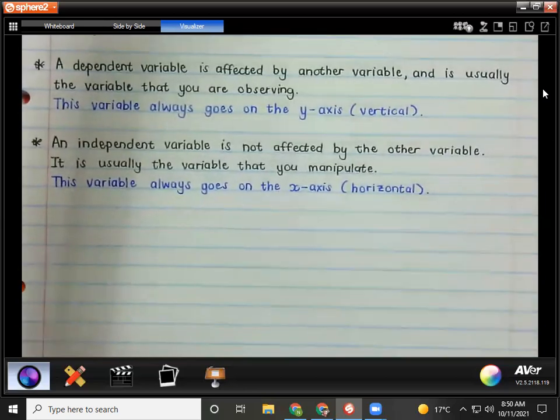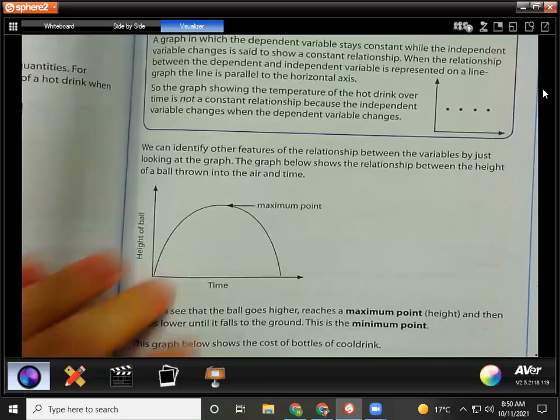Can we look at some more examples? All right. Here they are just talking about some more terminology.